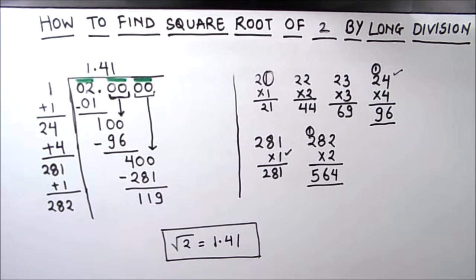So this is how, using the long division method, you can find the square root of any number easily. I hope the method is clear to you and you can now find the square root of any number by the long division method easily.